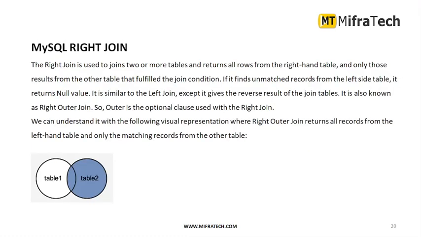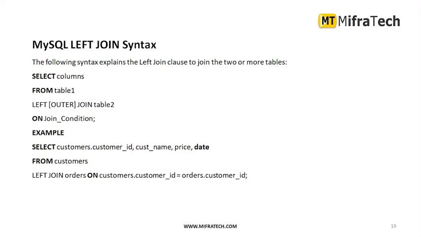We can work it out with the examples. Select columns from table 1, left outer join table 2 on join condition. Example here: select customers.customer_ID, customer name, price and date. In customer data, we are selecting a customer ID, customer name, price and date from customers, left join orders on customers.customer_ID equals orders.customer_ID. It will join from the orders table to the customers, where customer ID equals orders.customer_ID.